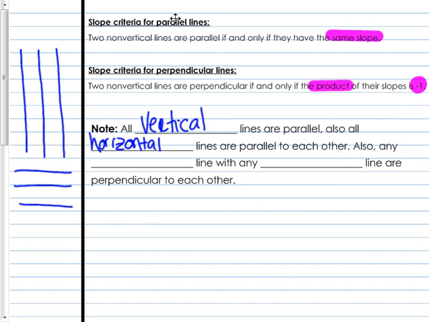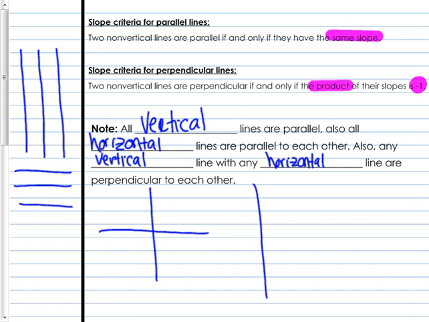Also, any vertical line with any horizontal line are perpendicular to each other. So this vertical line with this horizontal line, they're perpendicular. They're going to form 90-degree angles. Okay, that's an explanation of those.